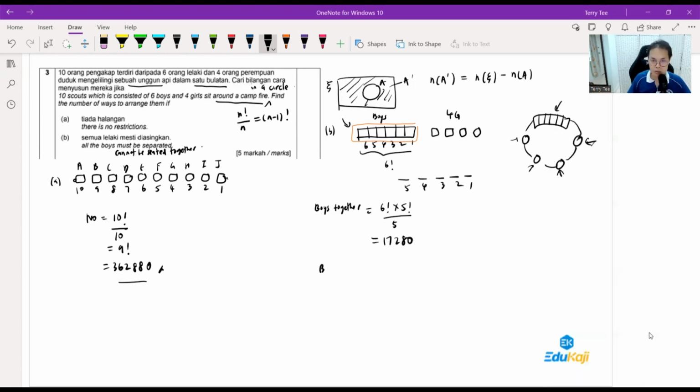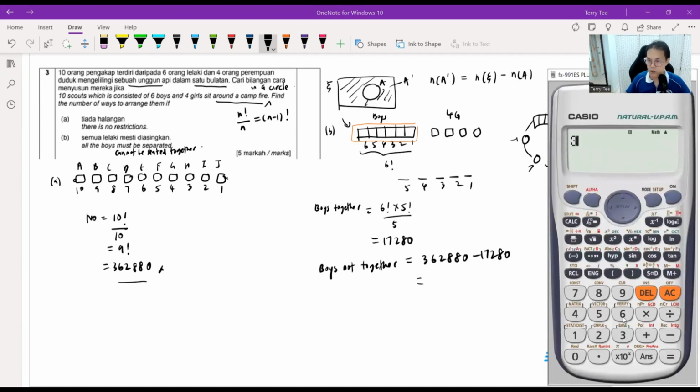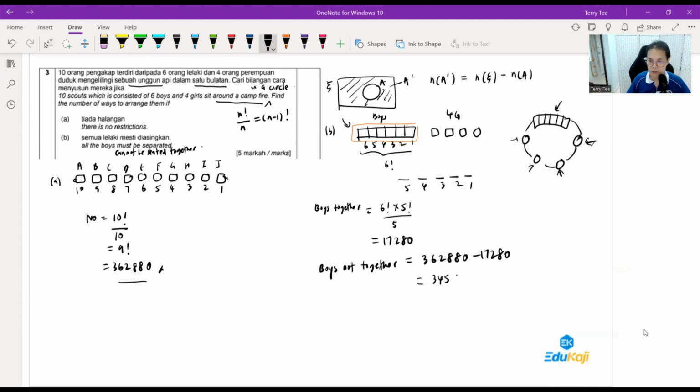17280. So let's do boys not together. That will give us 362880 minus 17280. Okay, let's count. 362,880 minus 17280. This gives us 345,600. 345,600. All right.